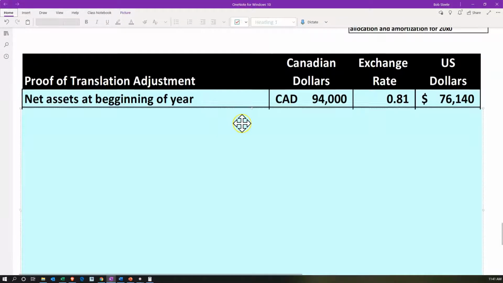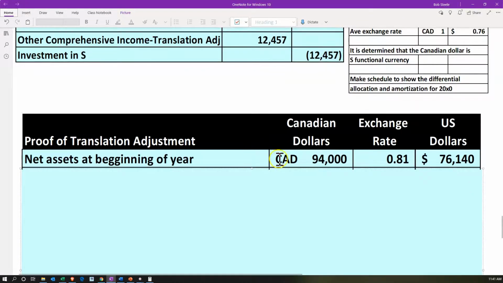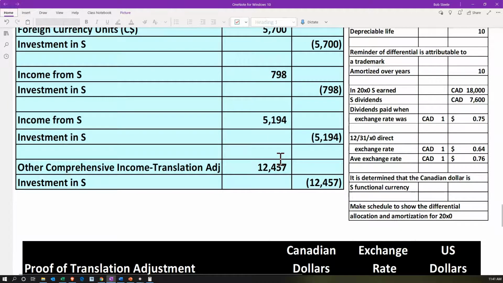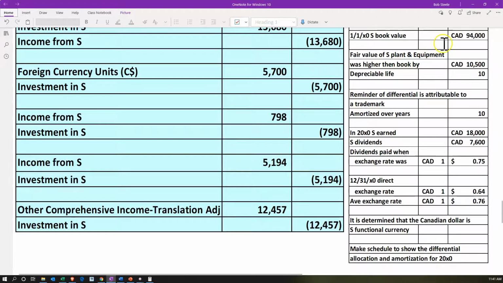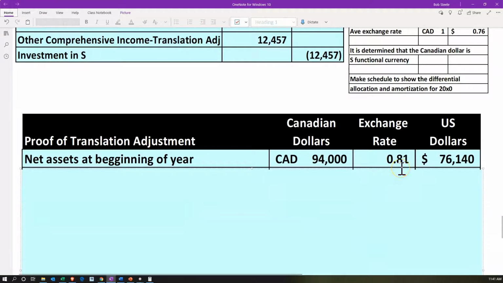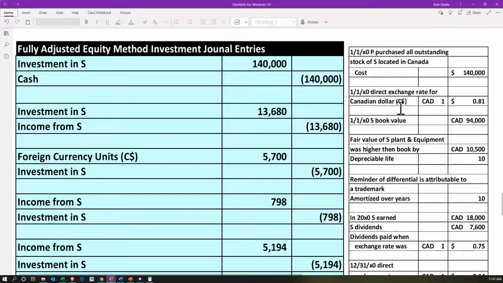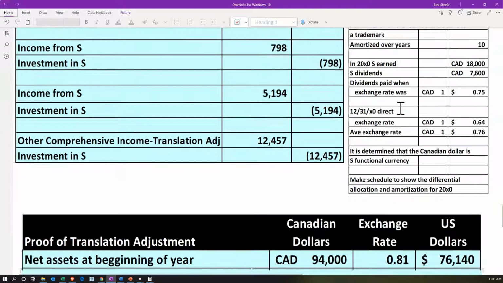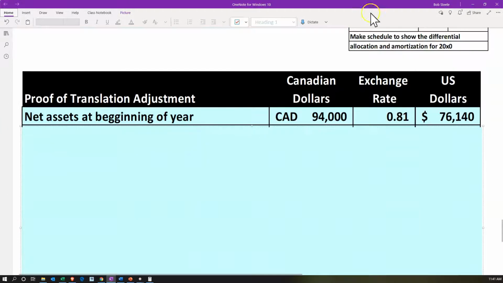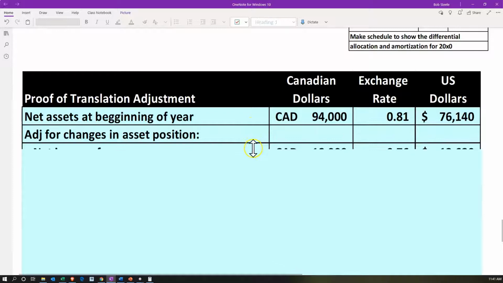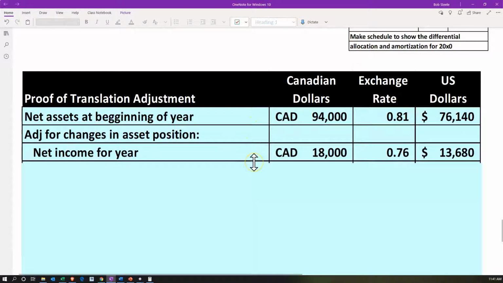So we're going to start off with the net assets at the beginning of the year, the 94,000. This was in Canadian dollars, so 94,000 Canadian dollars. The exchange rate being used here is the exchange rate at 11x0, the point in time that the purchase took place. Multiplying that out, we've seen this in the past, the 94,000 times the 0.81 is going to be the 76,140. Might be a difference due to rounding, but about.